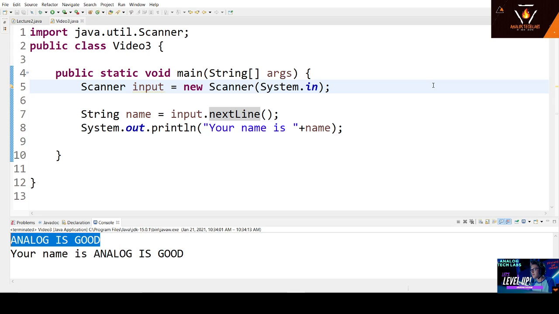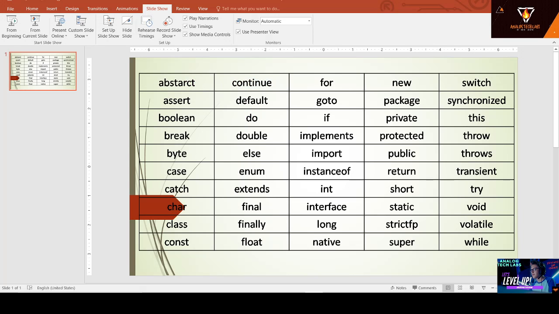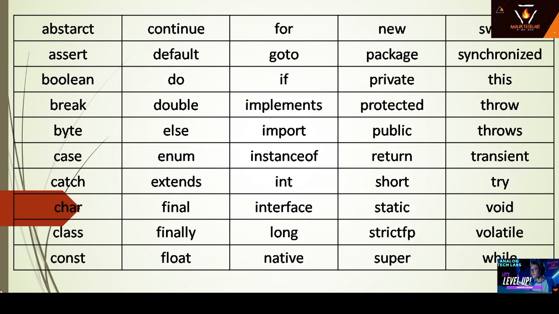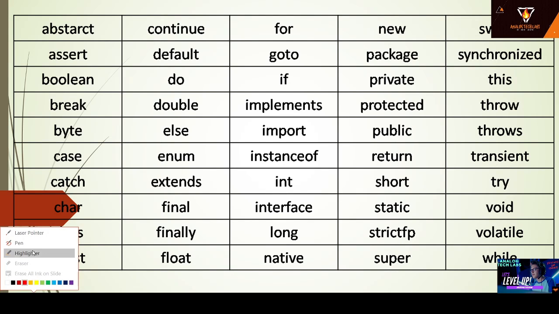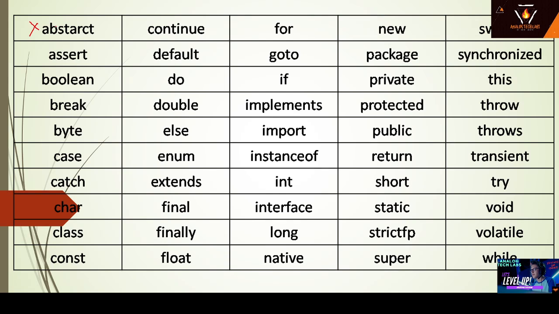Now I remember some small case which I forgot in the last video. That is the naming of variables. For naming your variables, you can't use these. Abstract cannot be your variable. You can't use continue, you can't use for. Why can't I use all these? Because these are keywords. Now most of you are thinking what are keywords?